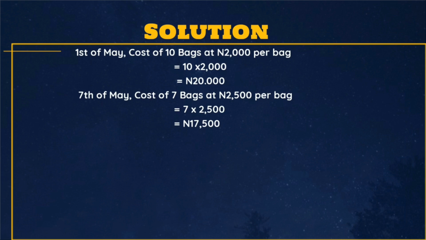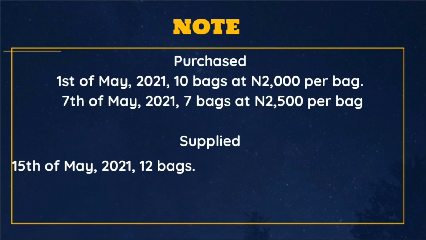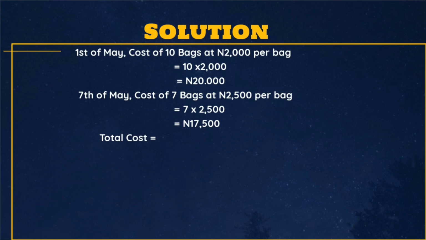Now, what is the total cost of all the stock that are in the store? The total is going to be the total cost of the inventory on the 1st of May plus the total cost of inventory on the 7th of May. So the total cost is going to be 20,000 naira plus 17,500 naira. If we add the two together, that is going to be 37,500 naira, which means at the 7th of May, the total inventory in the store is 37,500 naira.